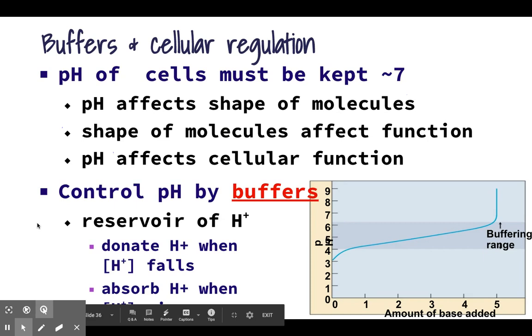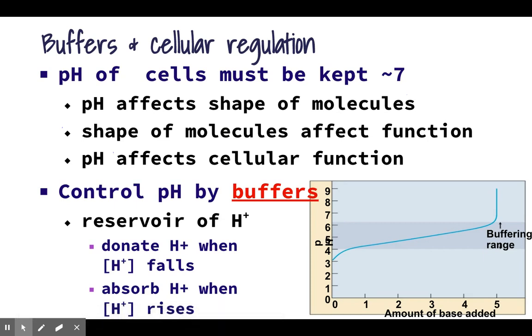All right, finally, buffers and cellular regulation. So why do we have to know this decomposition of water, pH? Why is that important to us? Well, in terms of us and our chemistry, we need to know what the pH of our system is and what our body does to compensate when our pH is off. So the pH of the cells must be kept at or around 7. Okay, the pH affects the shape of the molecules.